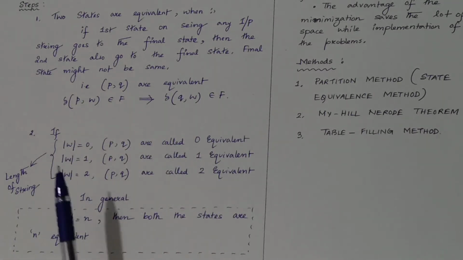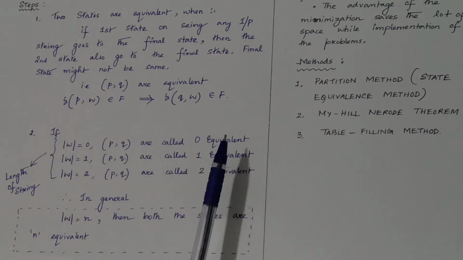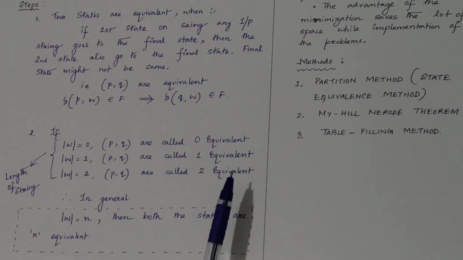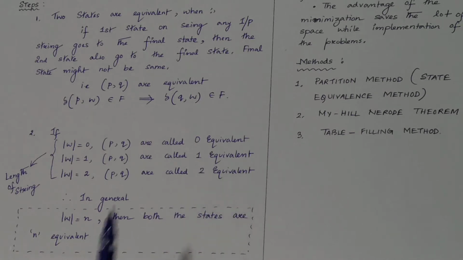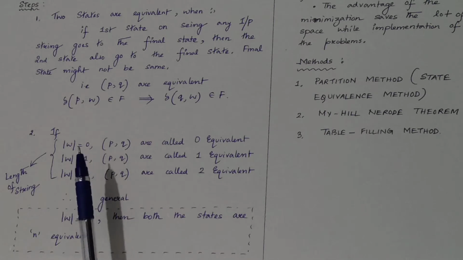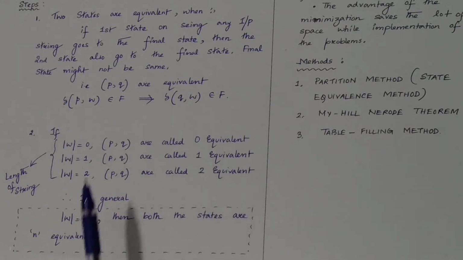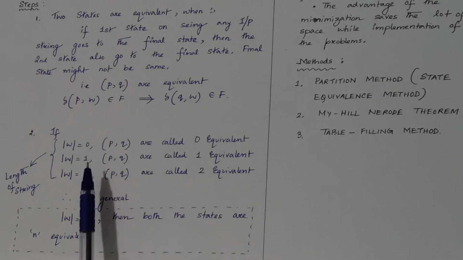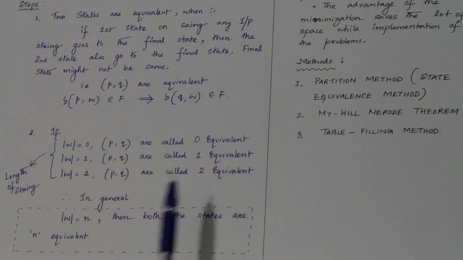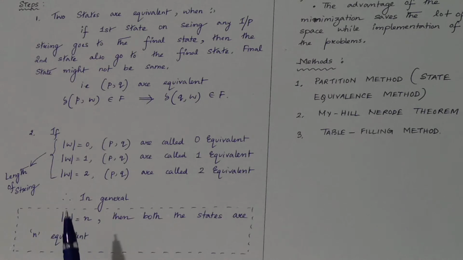In step number 2, you should know these equivalences. Sometimes they might ask you, what do you mean by 0 equivalent? What do you mean by 1 equivalent? If the length of the string is equal to 0, then P and Q are called 0 equivalent. P and Q are nothing but the states. Similarly, 1 then 1 equivalent, 2 then 2 equivalent. In general, we say the length of the string is equal to n, which means both the states are n equivalent. So what is the concept behind this? We will take an example and I will show you how to work on it.